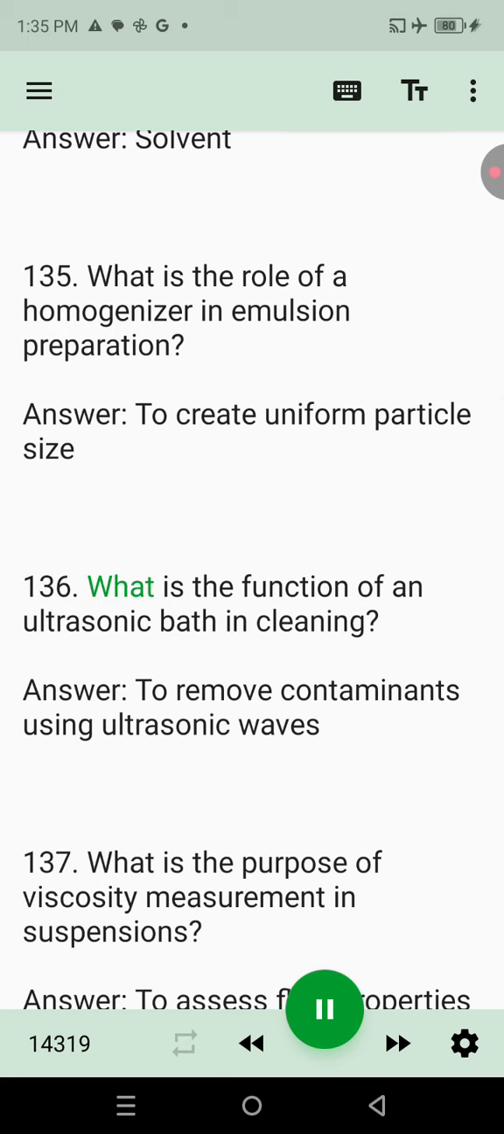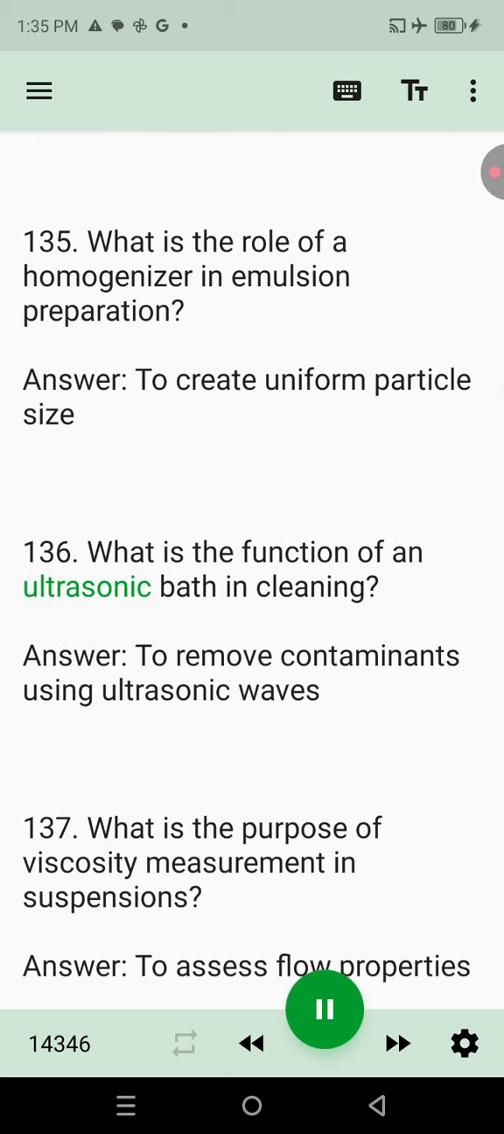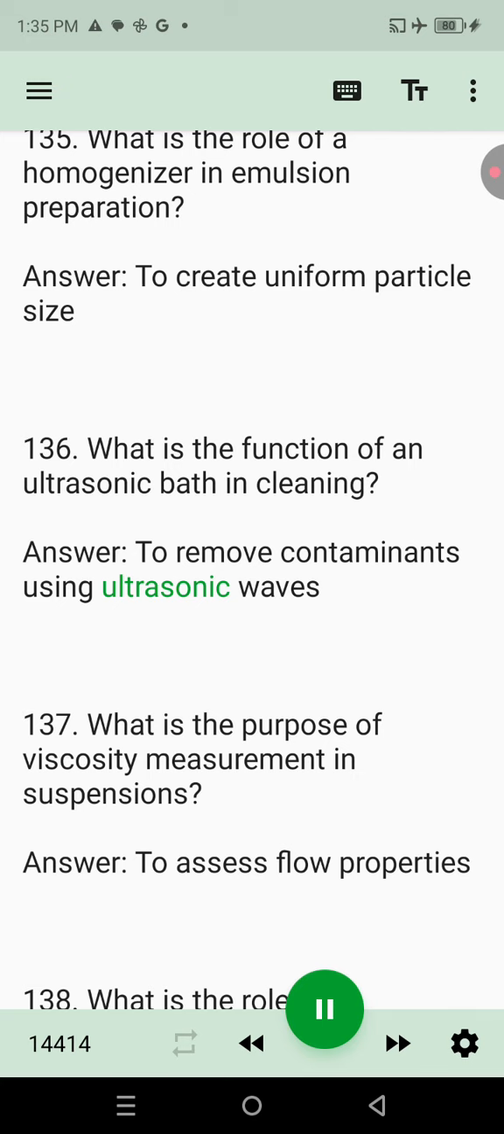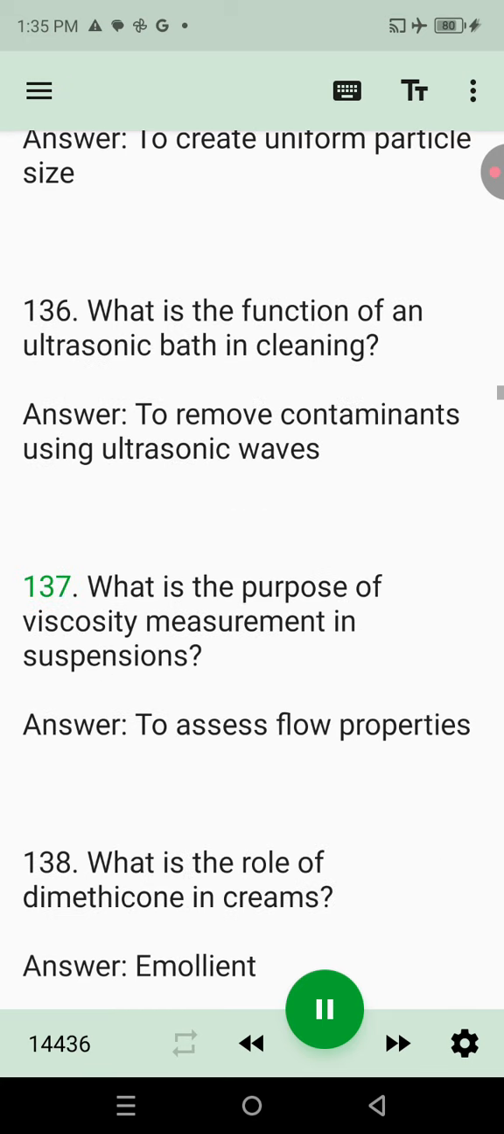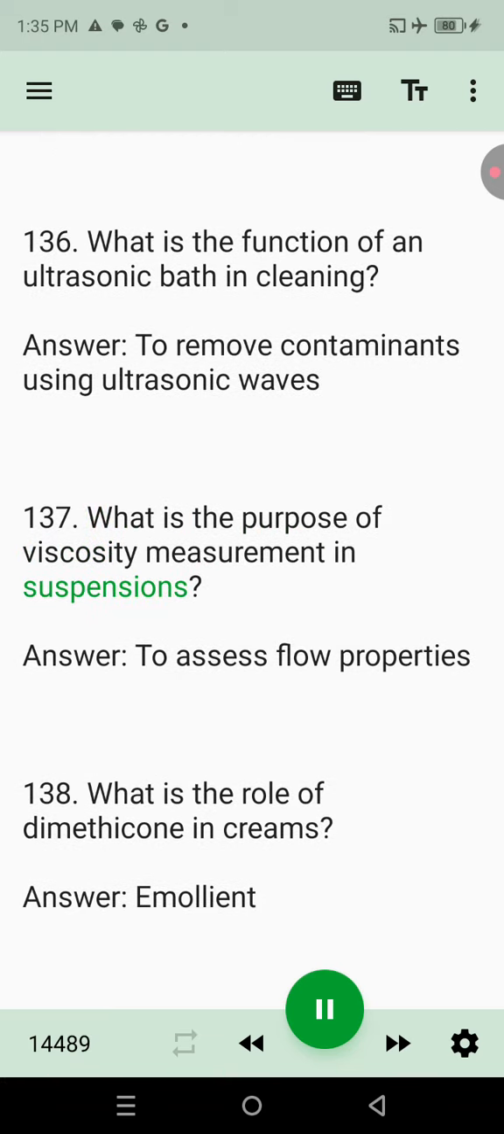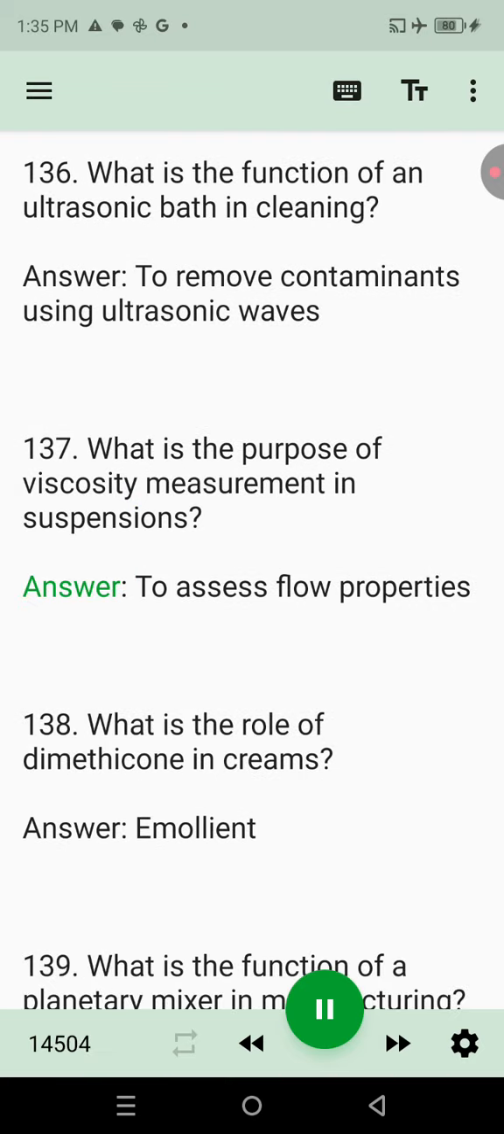136. What is the function of an ultrasonic bath in cleaning? Answer: to remove contaminants using ultrasonic waves. 137. What is the purpose of viscosity measurement in suspensions? Answer: to assess flow properties.